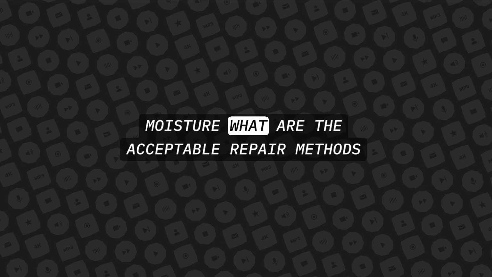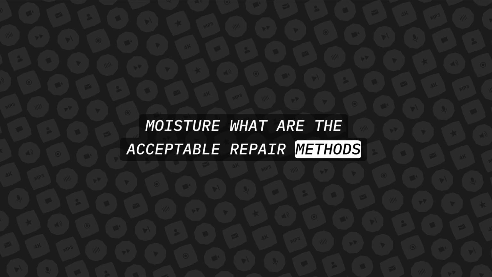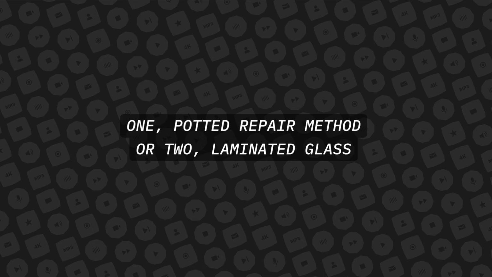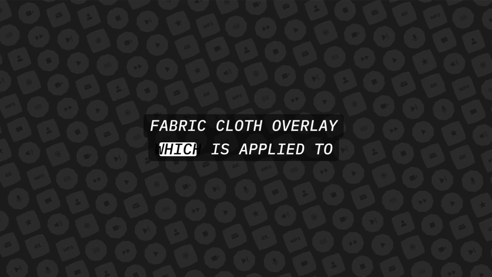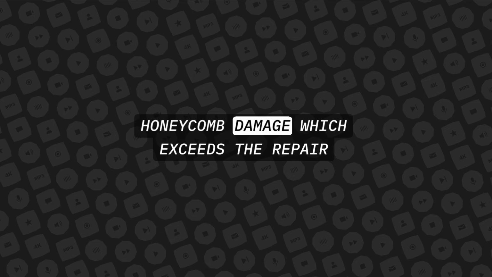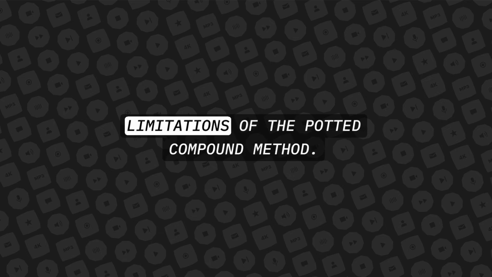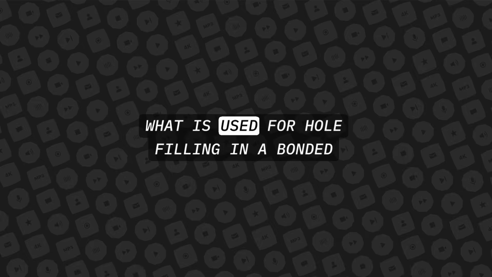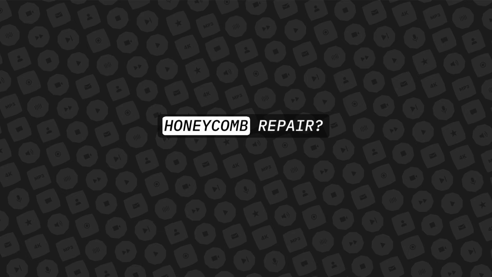Moisture. What are the acceptable repair methods for bonded honeycomb structure that has been damaged? 1. Potted repair method, or 2. Laminated glass fabric cloth overlay, which is applied to honeycomb damage which exceeds the repair limitations of the potted compound method. What is used for hole filling in a bonded honeycomb repair?